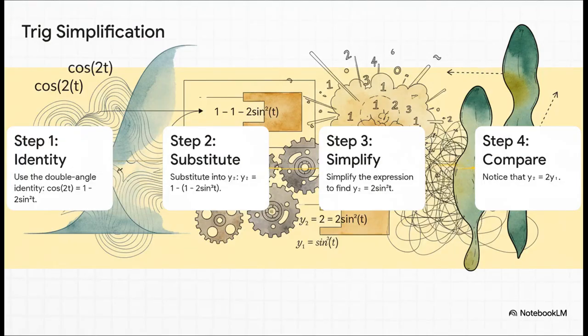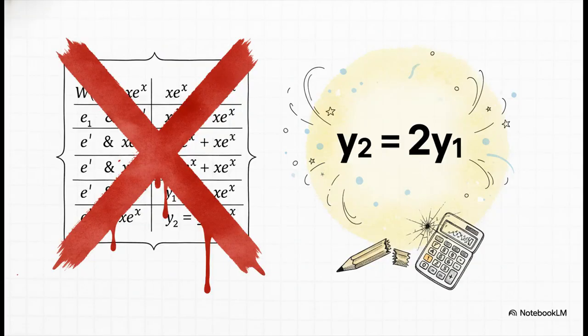So let's see what happens. We all remember the double angle identity for cosine, right? Let's substitute that into our second function. We get 1 minus the quantity 1 minus 2 sin squared t. Well, look at that. The 1's cancel out, the negatives make a positive, and we're left with y2 equals 2 sin squared t. And remember, our first function was just sin squared t. We just proved that y2 is a constant multiple of y1. It's exactly 2 times y1. So by the very definition, they are linearly dependent. We got our answer without calculating a single derivative, and we avoided the whole Wronskian mess completely. Always look for the shortcut.